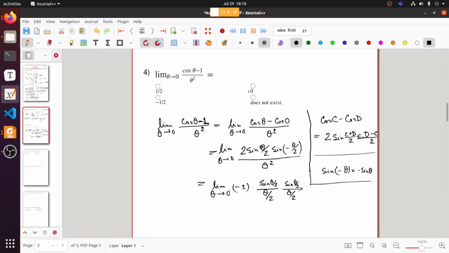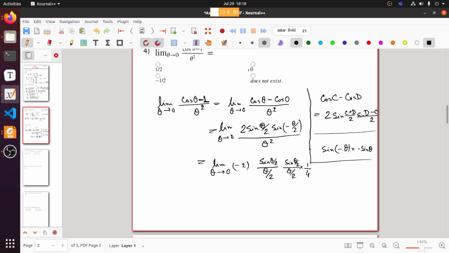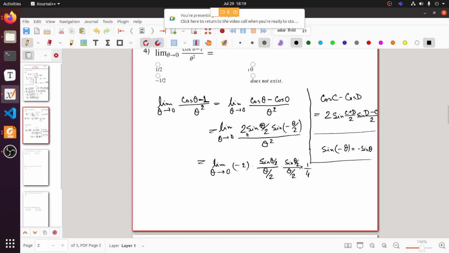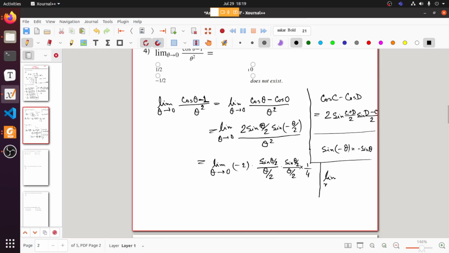So you have to write 1 by 4, right? Then it will be the same. And now you know one result, that the limit as x tends to 0 of sin x by x is 1, right? So use this formula. As theta tends to 0, you can also write that theta by 2 also tends to 0, right? So then it will be minus 1 by 2.